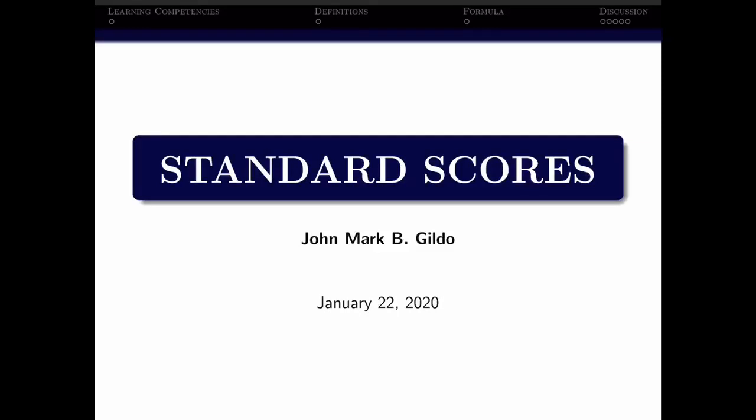Today we're going to talk about standard scores, and more specifically how to compute the standard scores given the mean and the standard deviation.